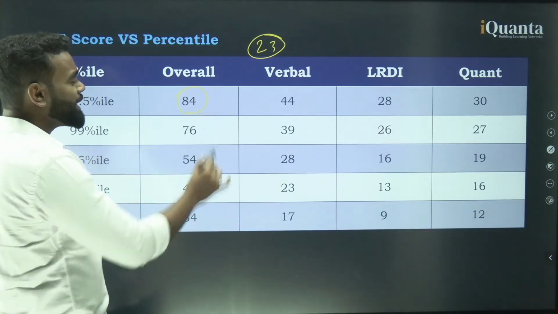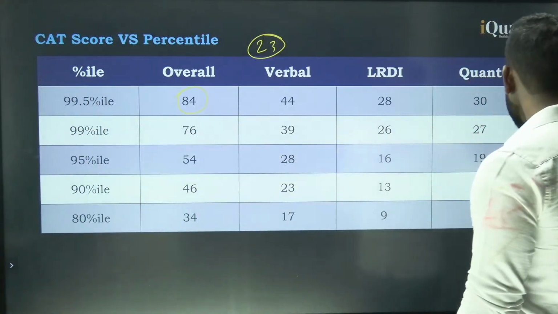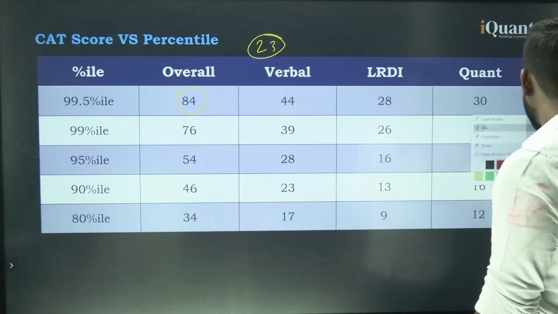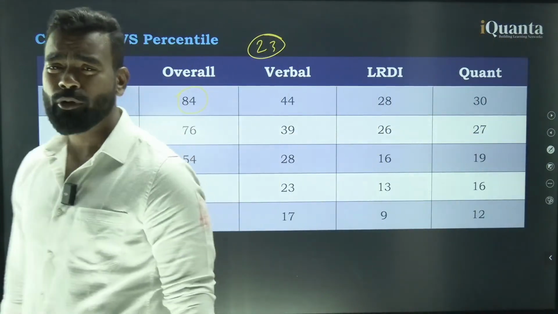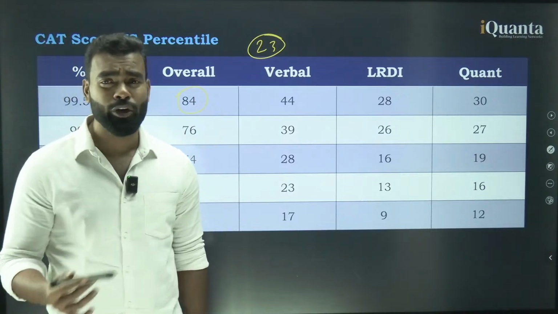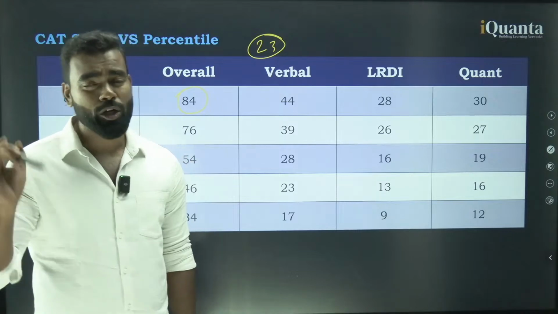With a score of 84, you can get a 99.5 percentile. And 99.5 percentile, for engineer, for non-engineer, for everyone, is as good as to get into a top IIM.